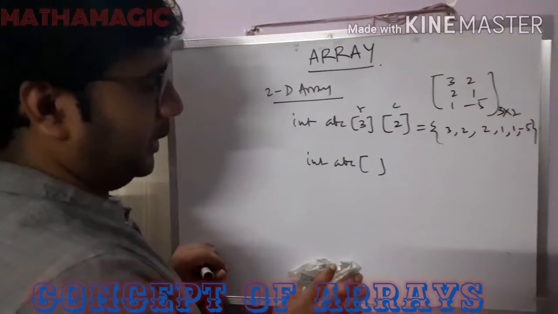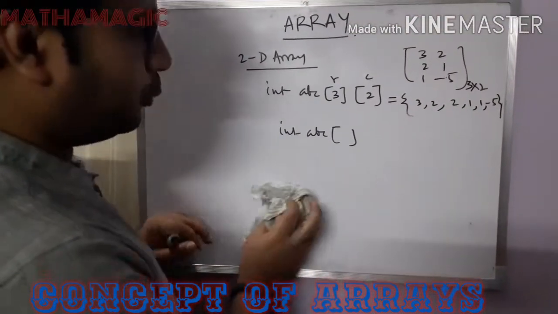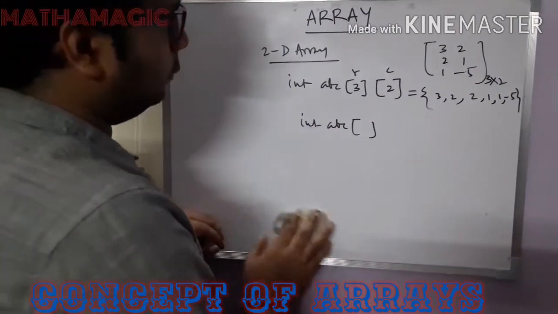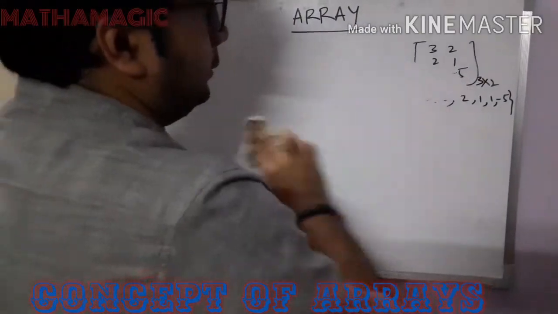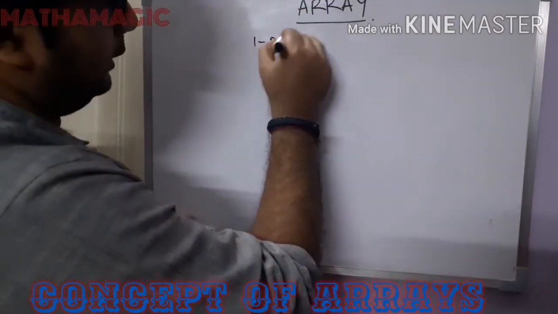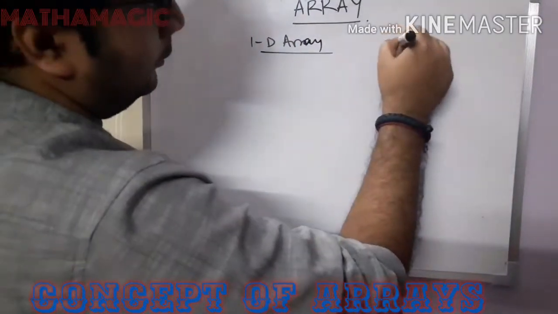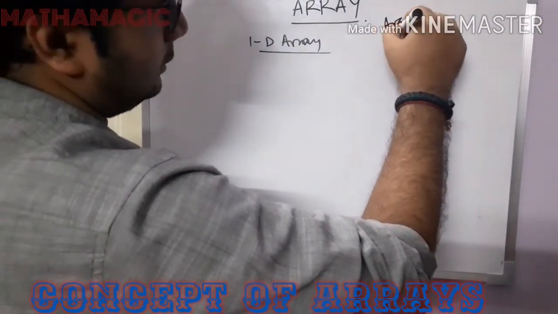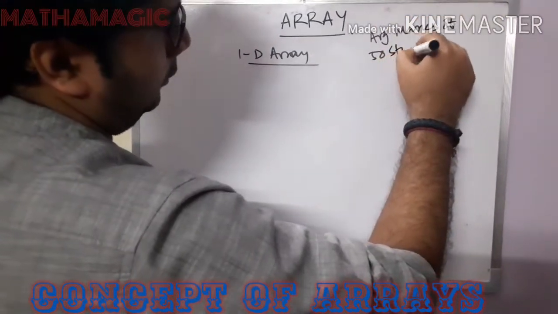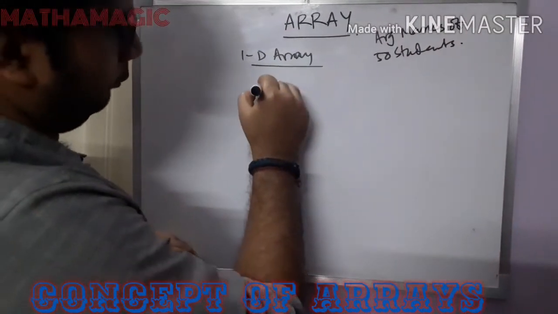Now we'll try to understand. We'll try to write two programs related to this. First one will be related to a one-dimensional array. Second one will be related to two-dimensional arrays. So first we will write about the 1D array. This is a simple program of finding out the average marks of 50 students. So I'll just write the program from the main function.